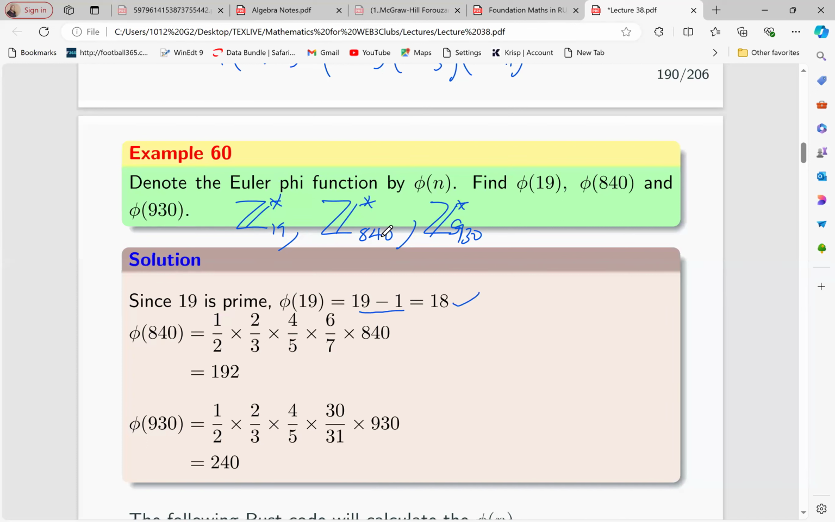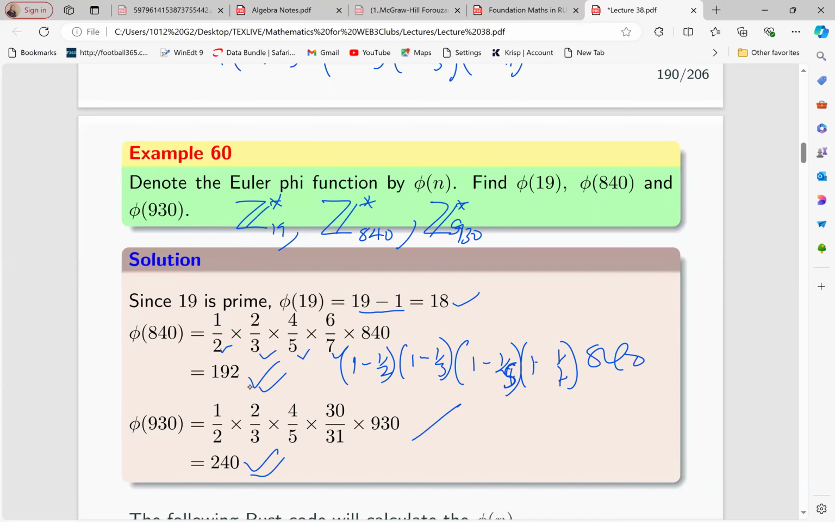Prime numbers that can divide 840 are 2, 3, 5, and 7. Of course, you know how I got a half. How I got a half, I just took 1 minus a half. Then this other one, I took 1 minus a third. This other one, I took 1 minus a quarter. And then now a fifth. And this other one was 1 minus 1 out of 7. And then multiply by 840. The same thing for this. You get this to be the Euler phi, or the orders of those groups.